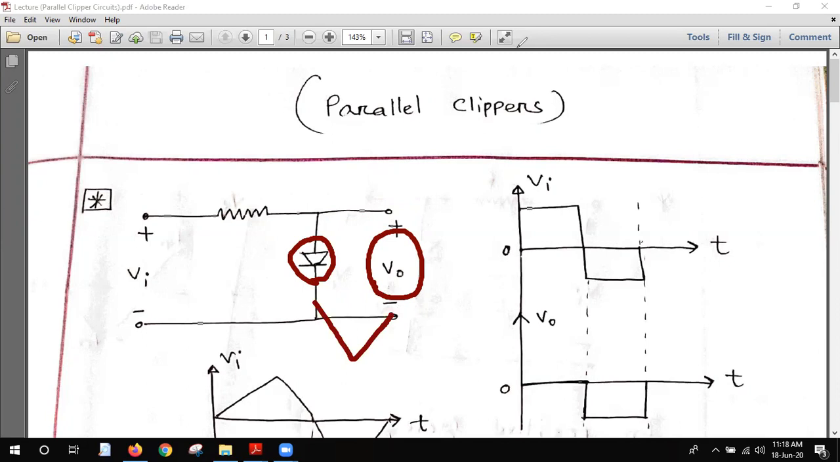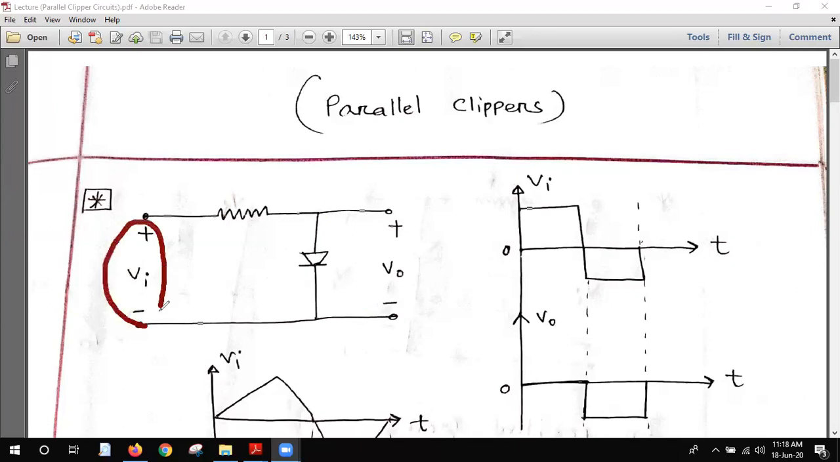This is a very simple type of parallel clipper, and it is also unbiased because there is no DC supply here. This is the input voltage, and this is the output voltage across the diode. The first thing I always tell you, my students, is to check the status of your diode. This input voltage is a square wave, which has a positive cycle and a negative cycle. We will discuss one by one: first the positive cycle, then the negative cycle.